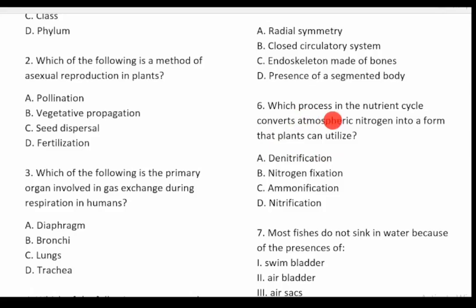Question 6 now. Which process in the nutrient cycle converts atmospheric nitrogen into a form that plants can utilize? A, denitrification. B, nitrogen fixation. C, ammonification. And D, nitrification. Those are the options that you have there. Now, the answer to our question is definitely nitrogen fixation. It is not denitrification, it is not ammonification, and it is not nitrification. It is nitrogen fixation. Why?